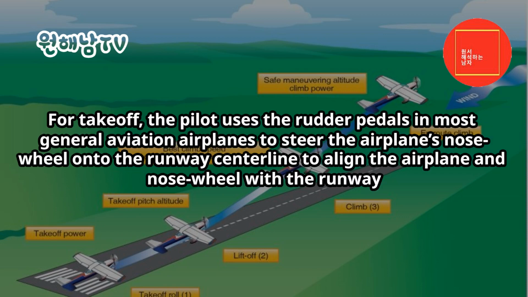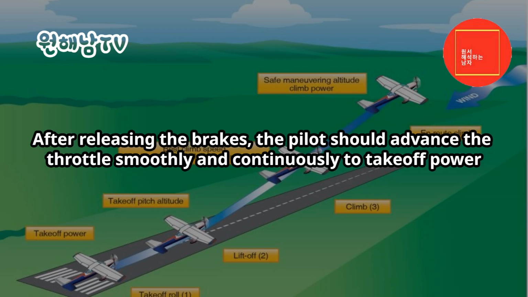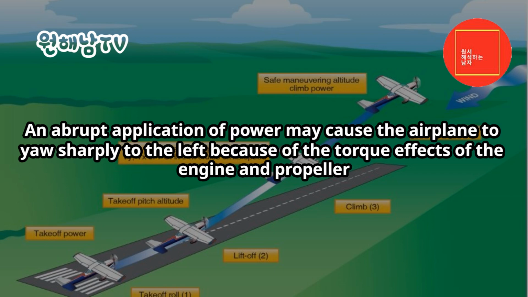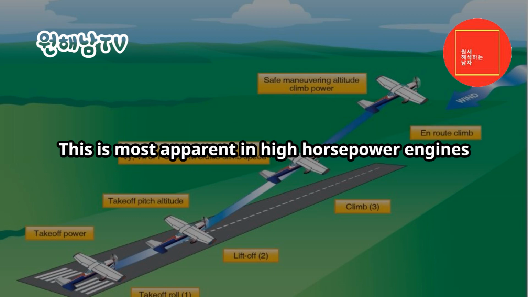Takeoff roll. For takeoff, the pilot uses the rudder pedals in most general aviation airplanes to steer the airplane's nose wheel onto the runway centerline to align the airplane and nose wheel with the runway. After releasing the brakes, the pilot should advance the throttle smoothly and continuously to takeoff power. An abrupt application of power may cause the airplane to yaw sharply to the left because of the torque effects of the engine and propeller. This is most apparent in high-horsepower engines.